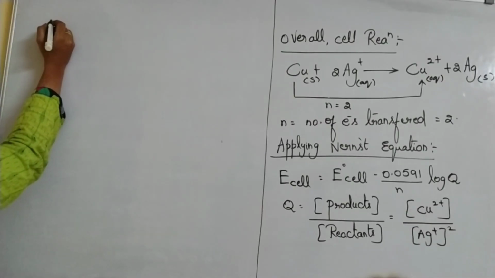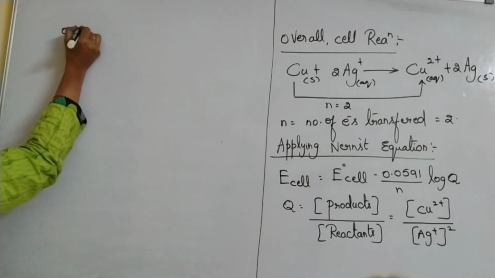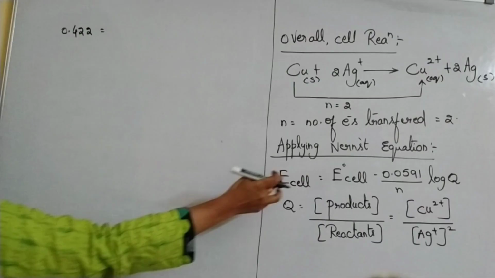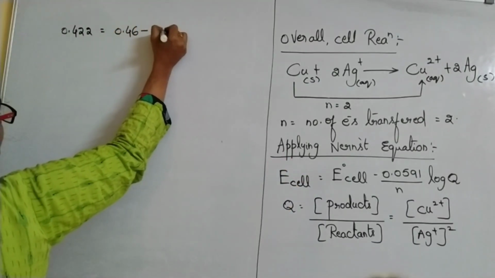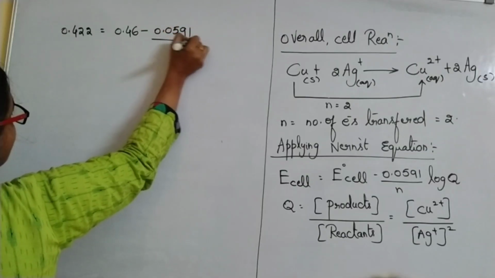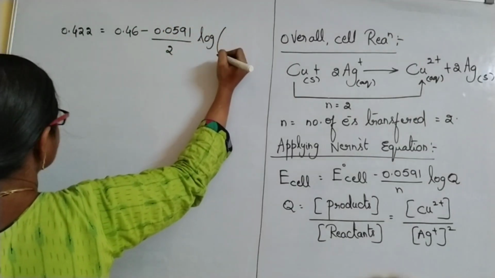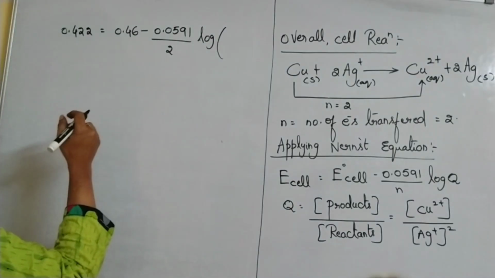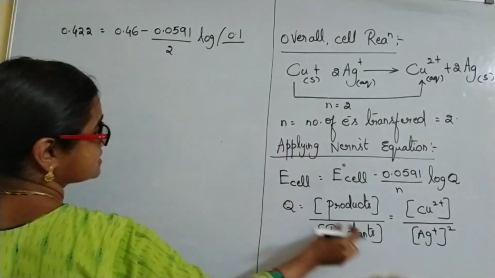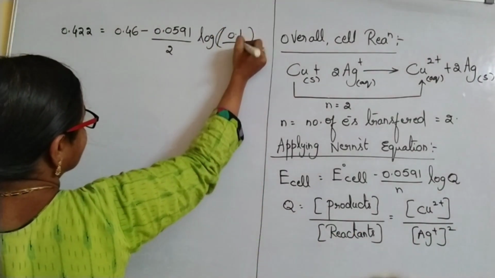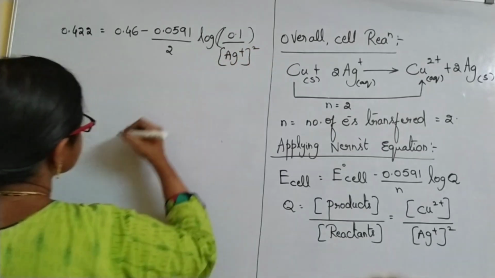So what values are known to us? E of cell is given as 0.422, is equal to E naught of cell, we got it as 0.46, minus 0.0591 by n, n value is 2, and log Q. Q can be written as, for Cu2+ they gave it as 0.1 M molarity, by this [Ag+] whole square, as it is we will write.